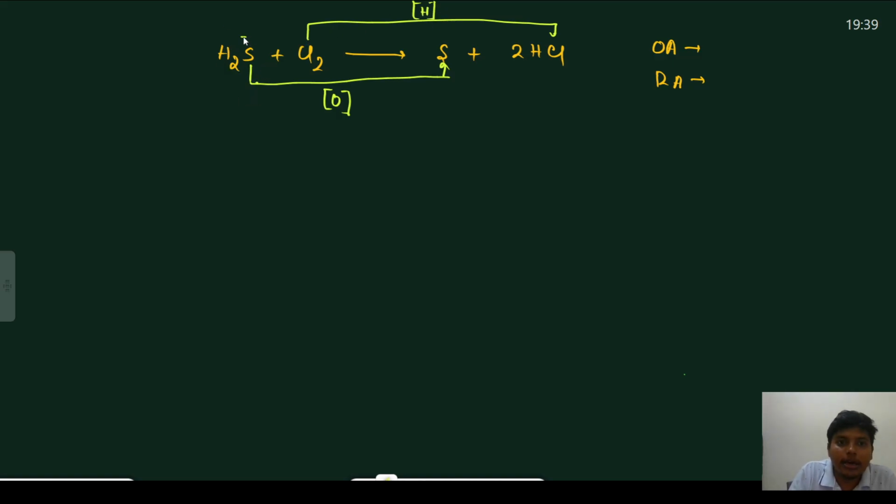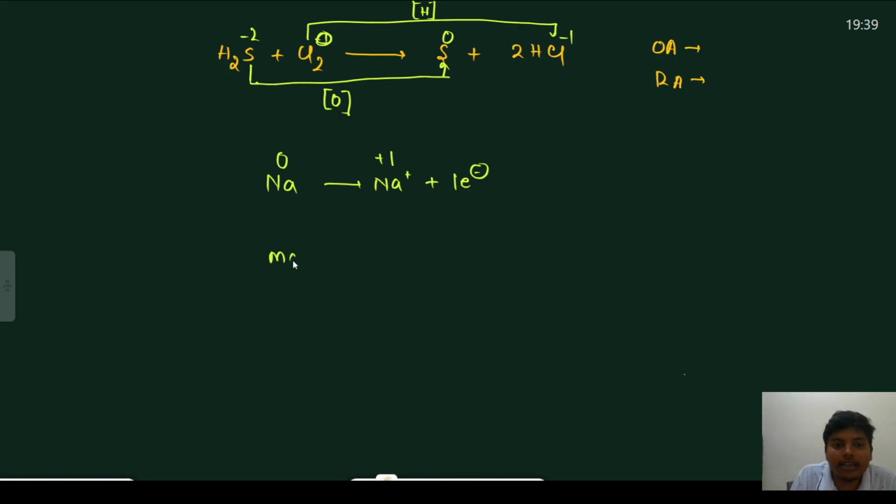Understood. So here minus 2 to 0 and here 0 to minus 1. Clear? One more thing to remember. Let's suppose sodium to sodium plus, I told you this earlier. So what is the oxidation state here? Plus 1 and here 0. So how many electrons are changing here? 1 electron. Clear?